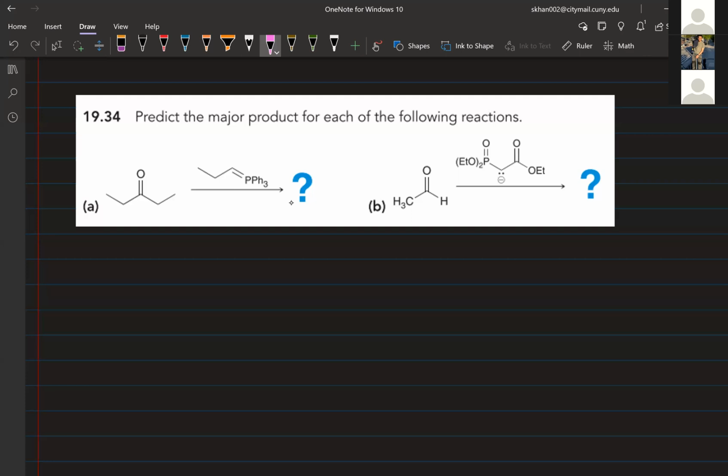Okay, so this is unstabilized, right? In terms of products, what we could do here is literally just replace the PPh3 with the R groups, right? So what R groups do we have here? We have this, and we have this. And that's how our product is going to look.